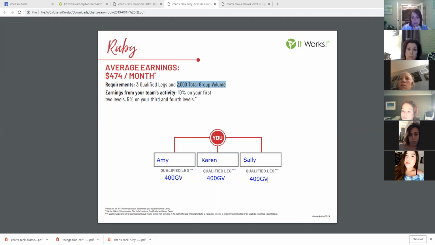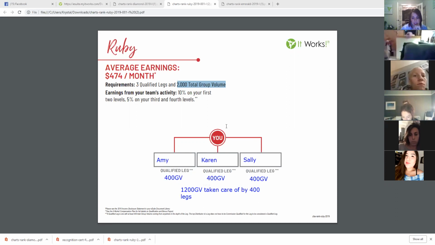If these 3 legs need 400 in volume, 400 times 3, that means that 1,200 GV is going to be taken care of by these 3 400 legs. Okay, so 1,200 GV is taken care of by these 400 legs. Okay, so that means that you need 800 more GV.